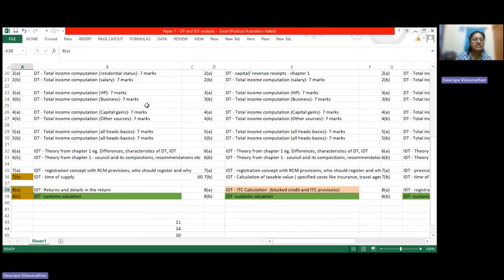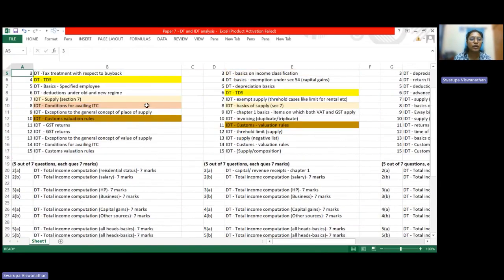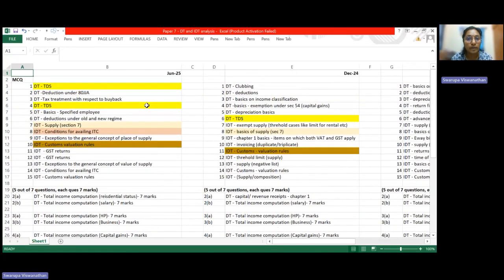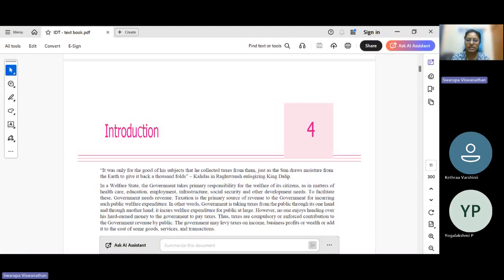So this analysis will help you to prepare better for your exam, to know which are the important topics that you have to give more priority and importance to, and ensure these topics you cover end to end, being thorough with all the provisions. I hope this will help you to score close to 60 marks and clear your DT and IDT paper with flying colors. We'll go with the study material itself, so that you can also note down these points and then prepare separately as well.